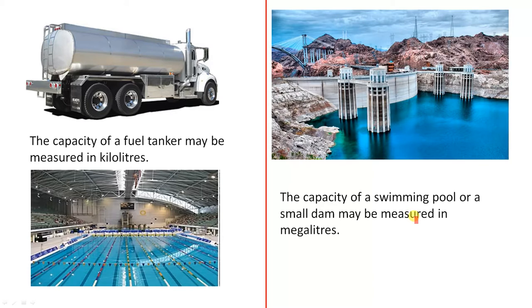The capacity of a swimming pool or a small dam may be measured in megalitres. So, for example, this pool here, if it's a very large pool, you could say it has so many megalitres of water in it. Certainly this dam, which has quite a bit of water, you can also use megalitres for that.